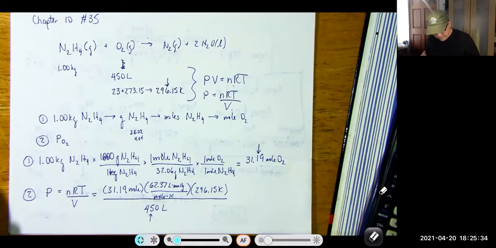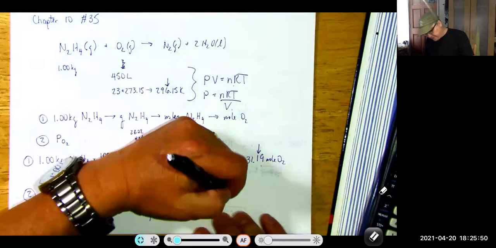31.19 times 62.37 times 296.15 and then divided by 450. And it's actually 1,300. Right.